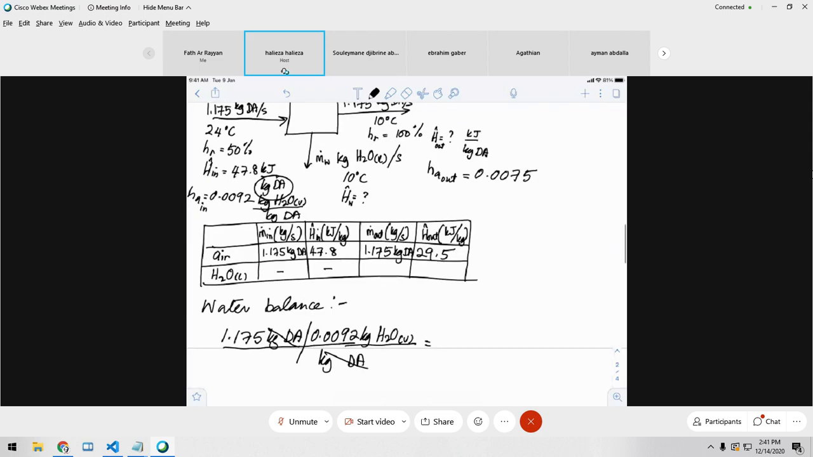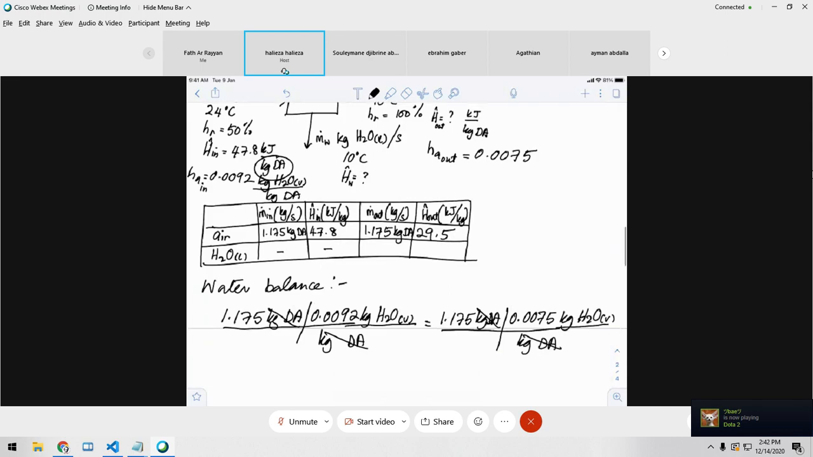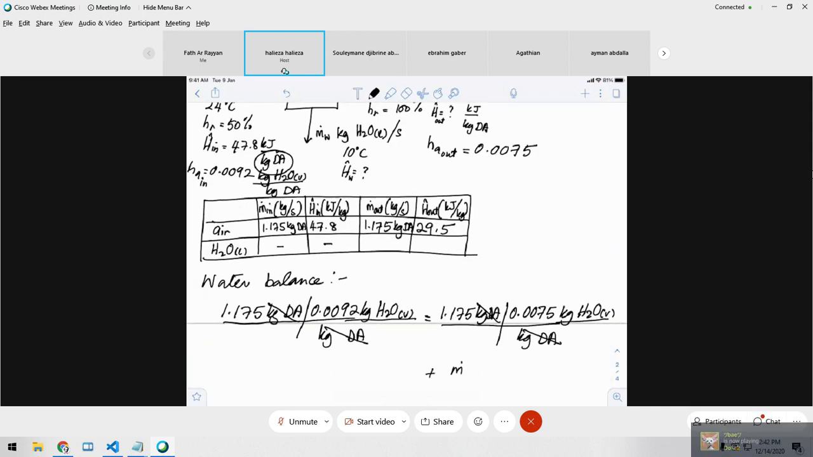Your air is still 1.175 of dry air, multiplied with your absolute humidity, 0.0075, the value that we just got. That is the amount of water vapor in your air per kilogram of dry air. Cancel that kilogram of dry air. Next we have plus the amount of water vapor that is condensing, in kilogram of liquid water per second. There should be per second over here and over there. So you should be able to solve for the unknown, which is the amount of water that condenses out.